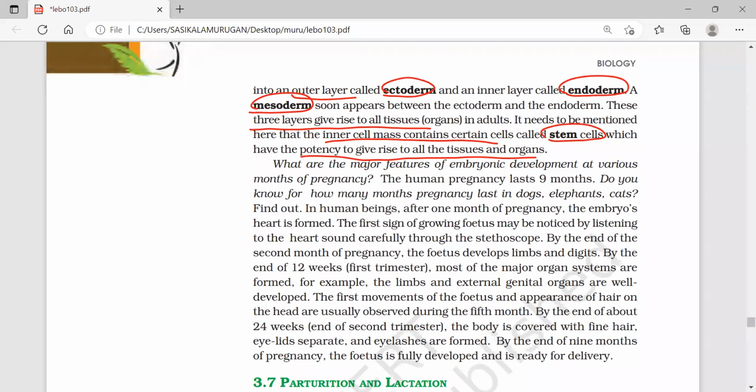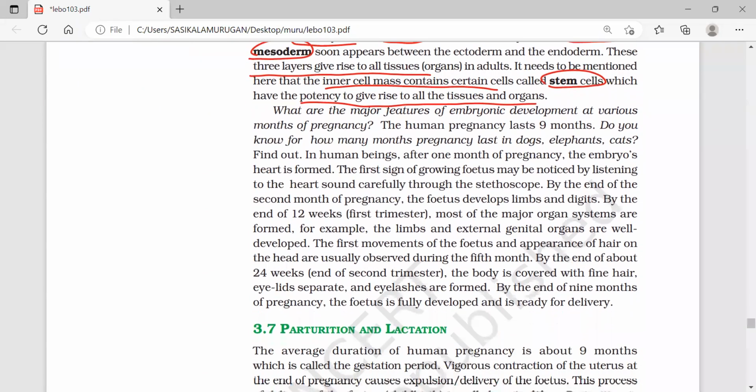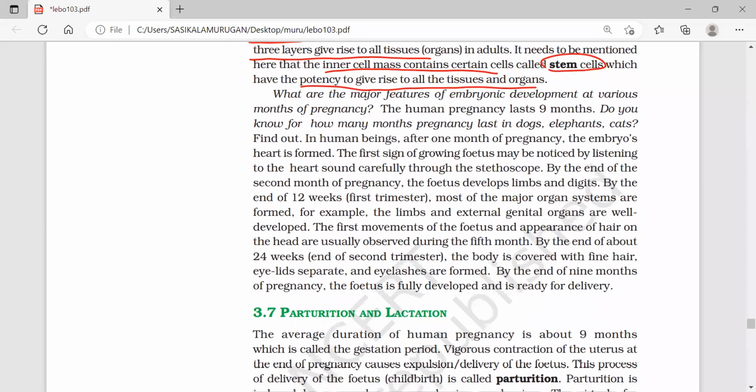Yes, sir. Now let me talk about the developments of the embryo during pregnancy. The first sign of a growing fetus may be noticed by listening to the heart sound. By the end of the second month of pregnancy, the fetus develops limbs and digits. So you should note down the months, first month, second month, and third month, so you can easily figure out the answer if any question is asked from this.